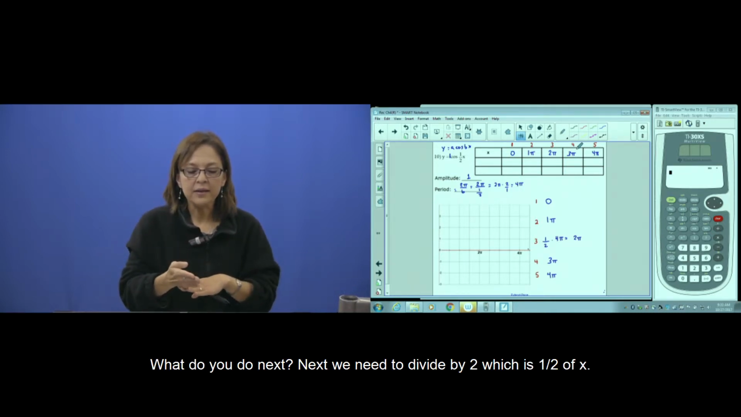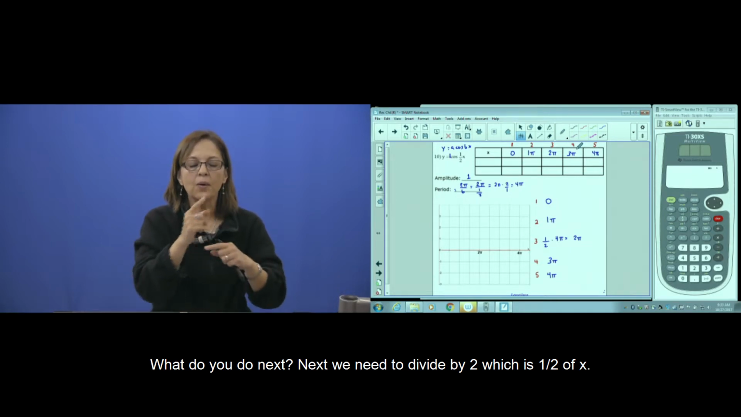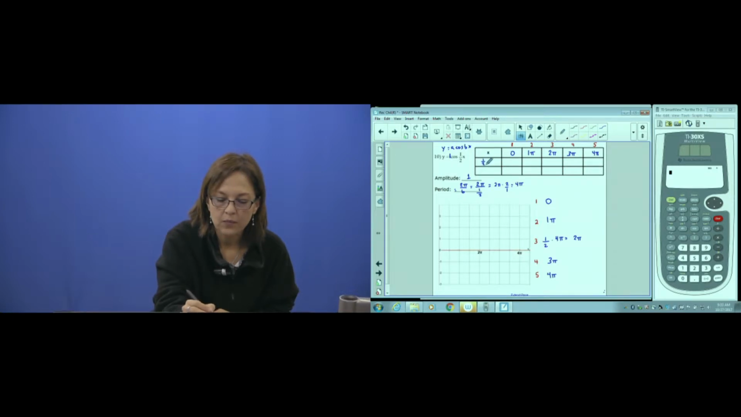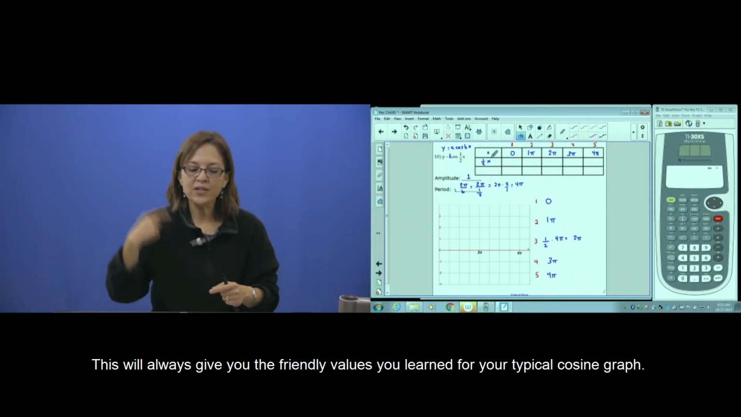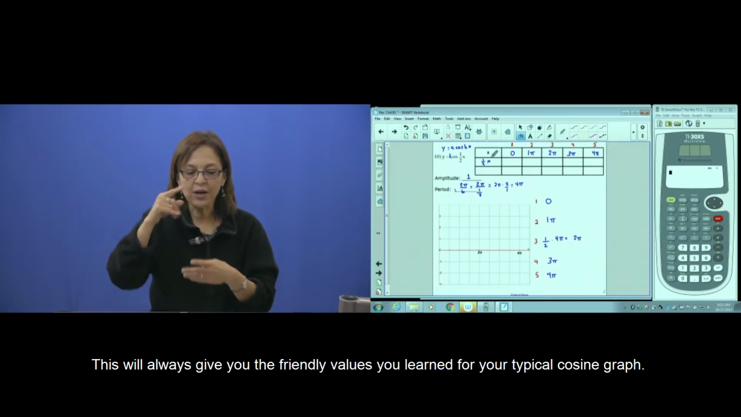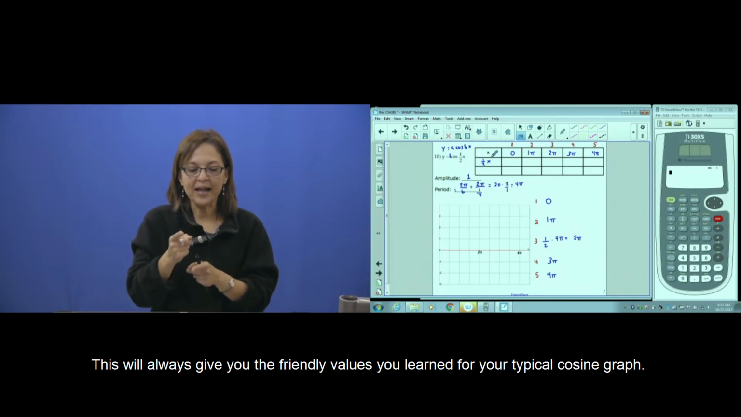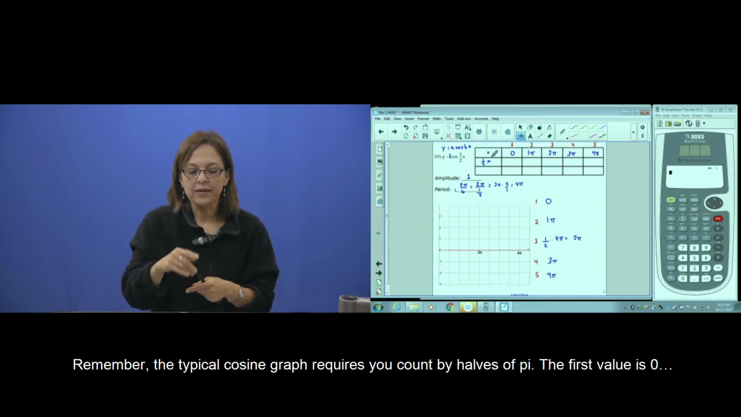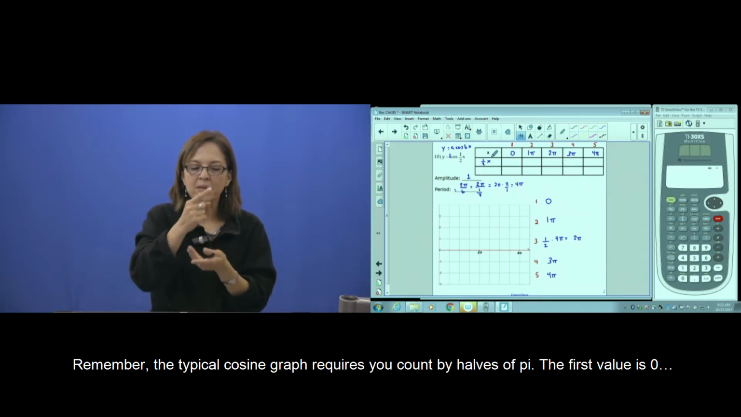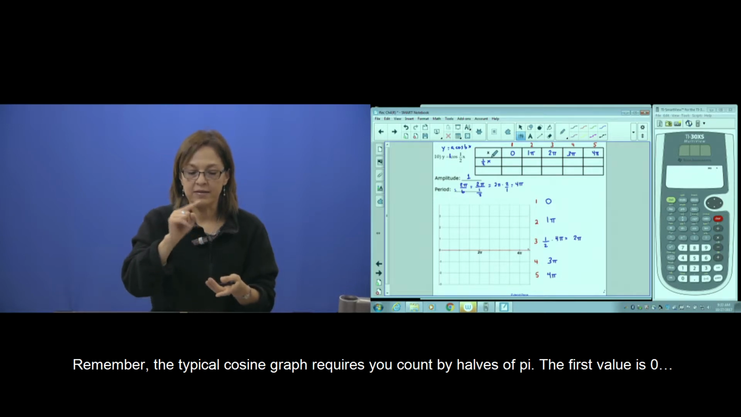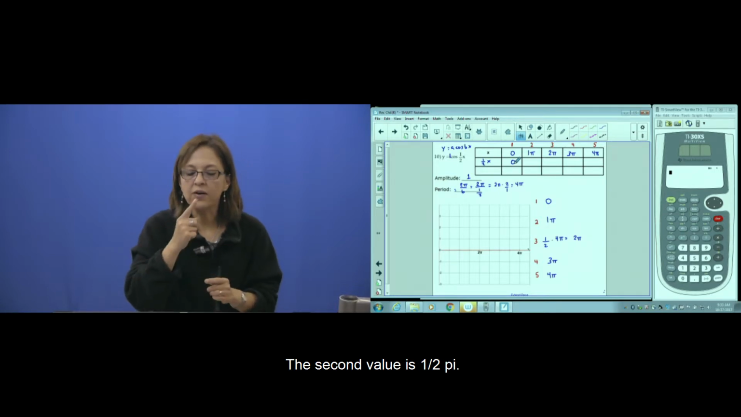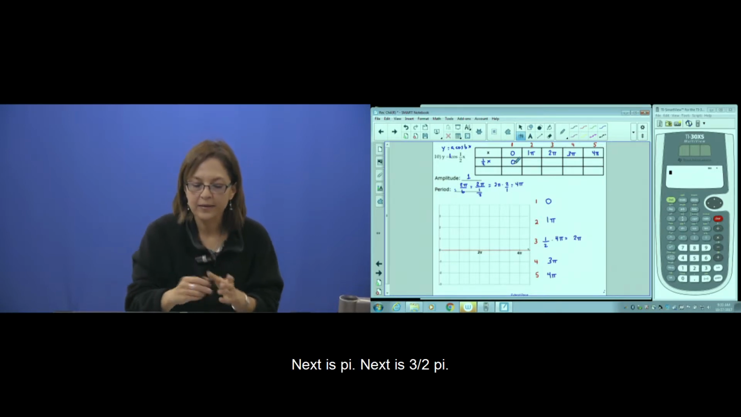The next, what you do? You have to divide by 2, 1/2 of x. Always, this will give you the friendly values you learn for the typical cosine graph. Then remember, the typical cosine graph requires counting by halves of pi. The first is 0, first value. The second value is 1/2 of pi.